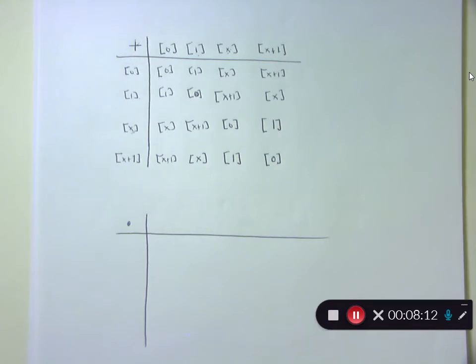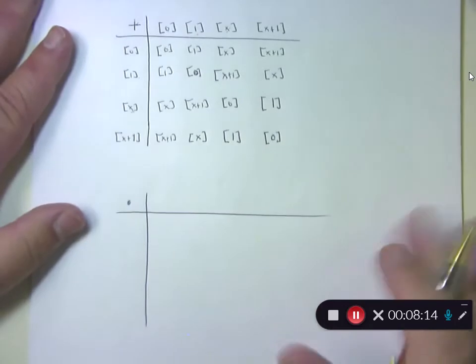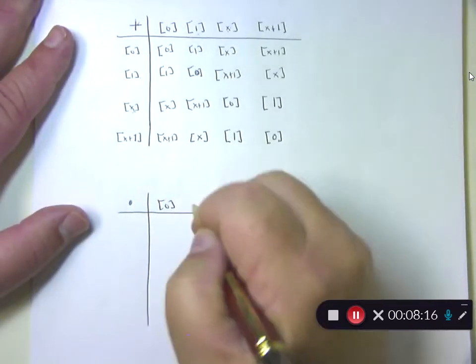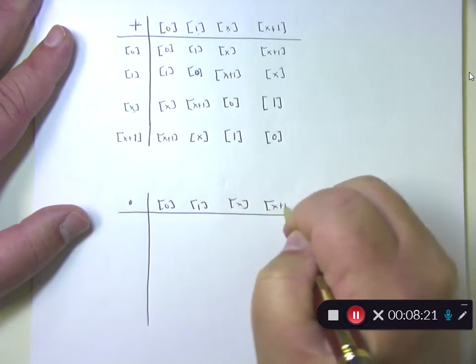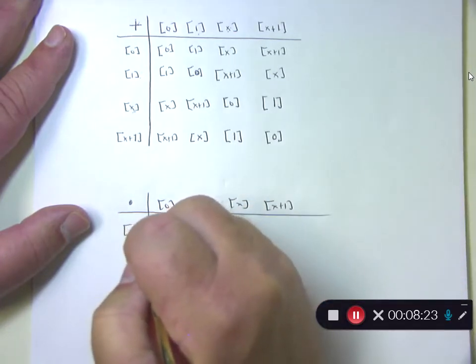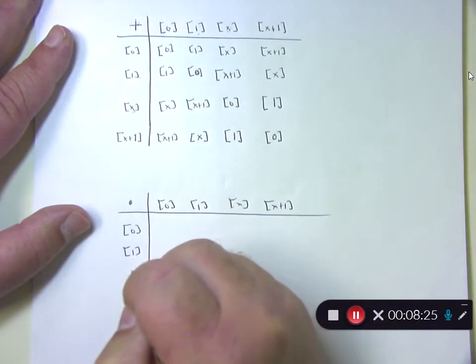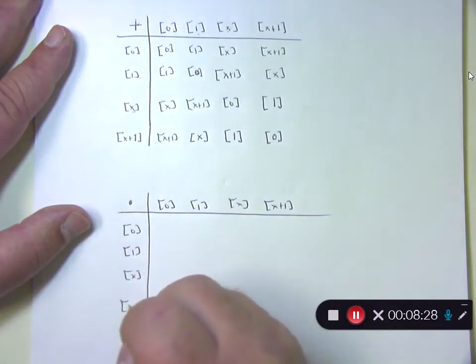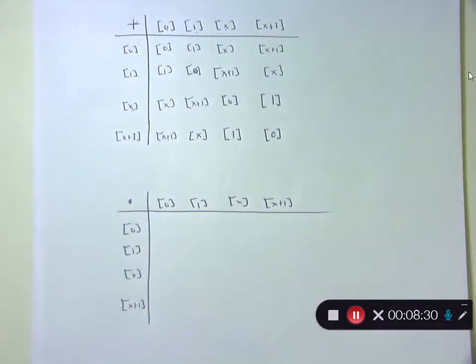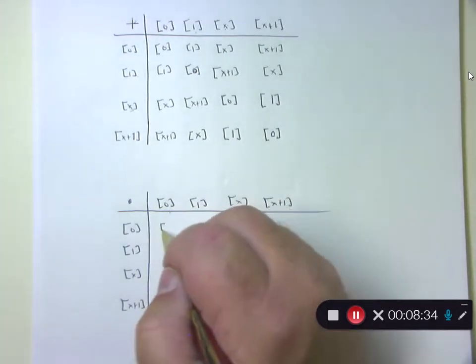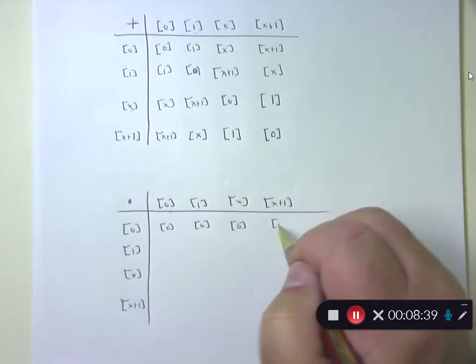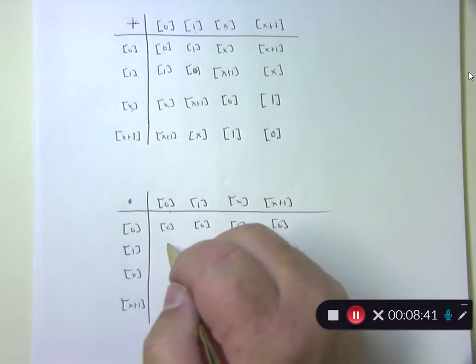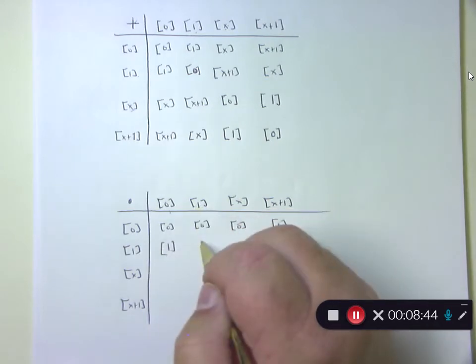That's going to be a little more interesting. So here we go. The equivalence classes once again are 0, 1, x, and x plus 1. 0, 1, x, x plus 1. Now we're multiplying. So 0 times any equivalence class is 0. 0 times 0 is 0. 0 times 1 is 0. 0 times x is 0. 0 times x plus 1 is still 0.